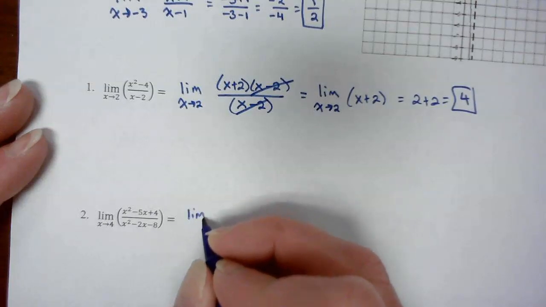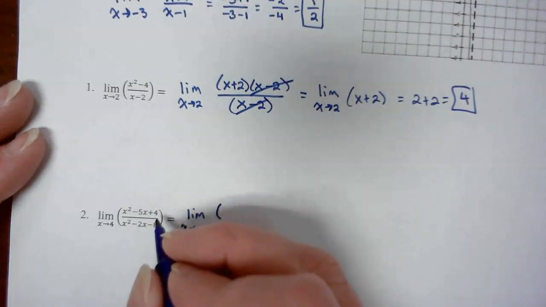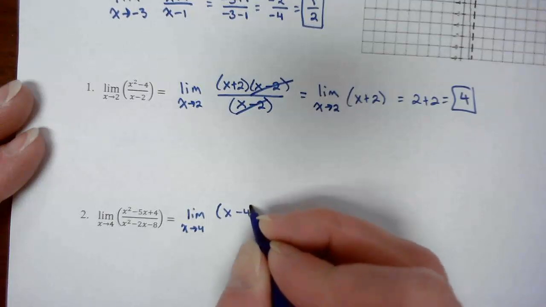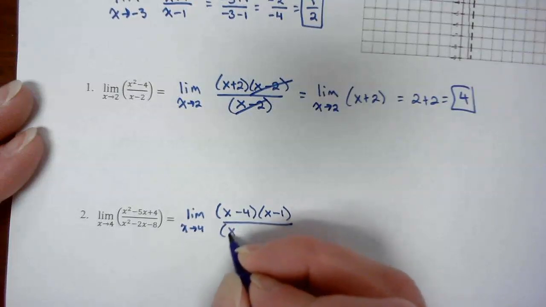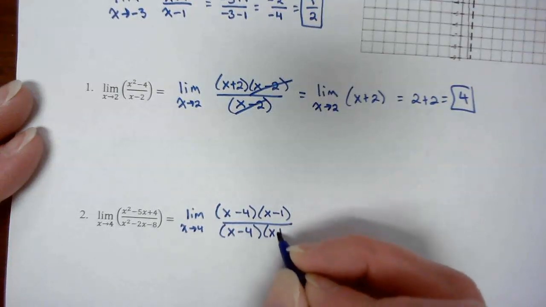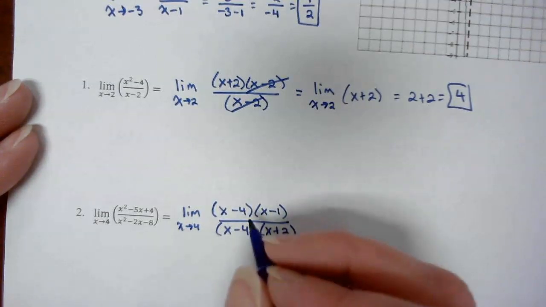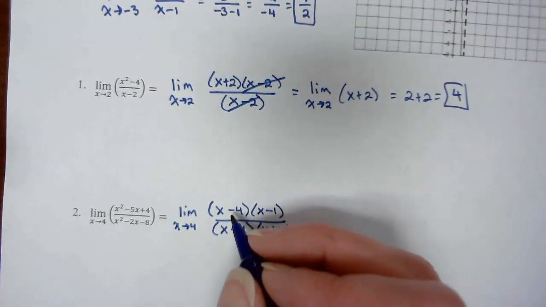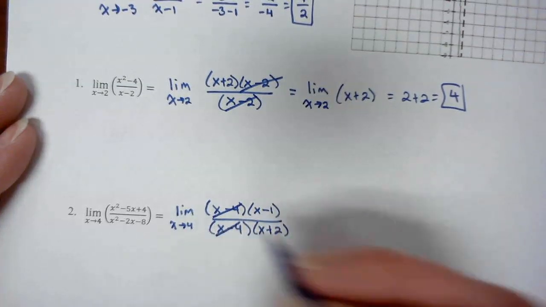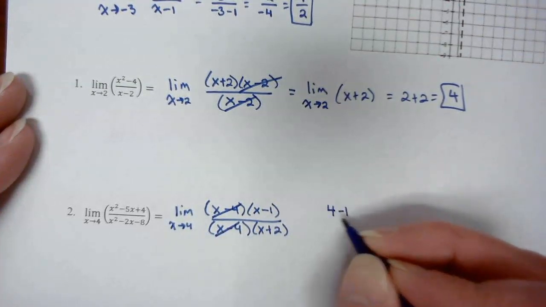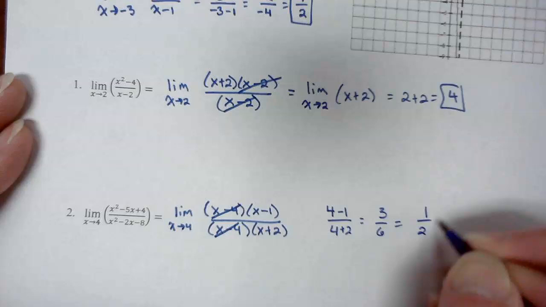Let's see. So I'm going to factor this and see if anything's interesting. So x squared minus 5x plus 4, that's going to be x minus 4 and x minus 1. x squared minus 2x minus 8, that's x minus 4, x plus 2. These would cancel out. That means there's a hole at 4. So that point does not exist on the graph, but a limit does. I can plug in 4 for my x's. So 4 minus 1 over 4 plus 2. I get 3 over 6, or 1/2.